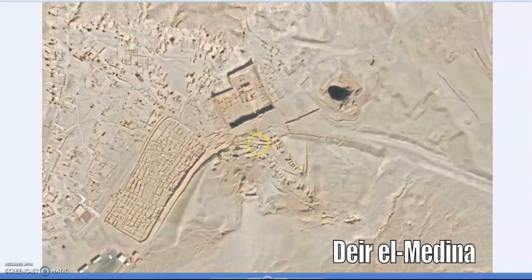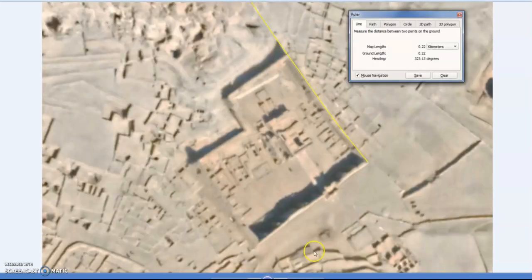Now, Deir el-Medina, the main temple is the Temple of Hathor, I do believe. Well, again, what's the angle of a wall?